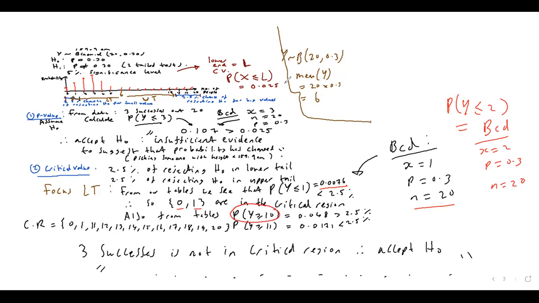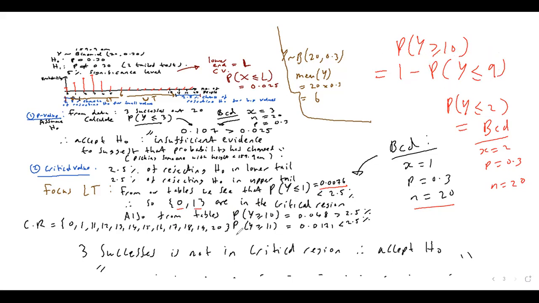And remember, the probability that y is bigger than or equal to 10 is equal to 1 minus the probability that y is less than or equal to 9, because remember, we're dealing with discrete data. And again, you can use your binomial CD to work out this probability and then do 1 minus that.